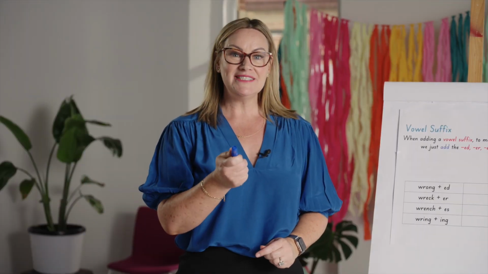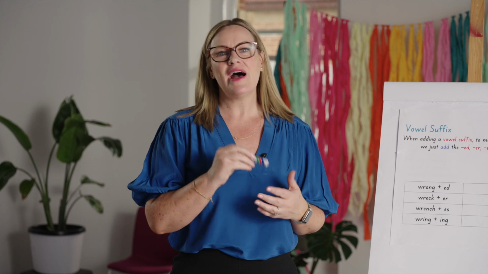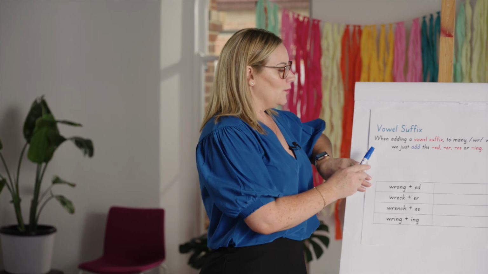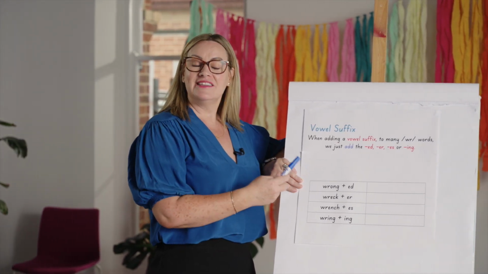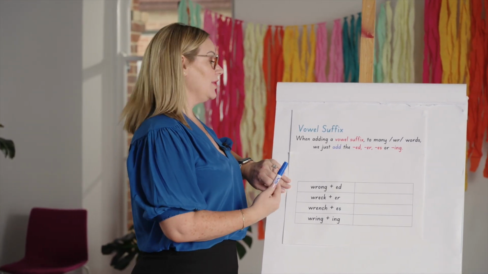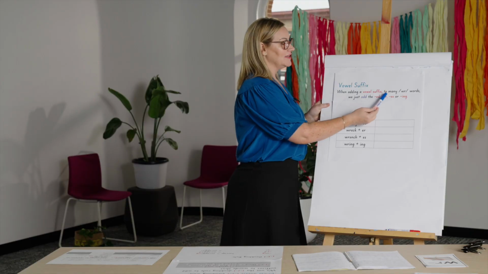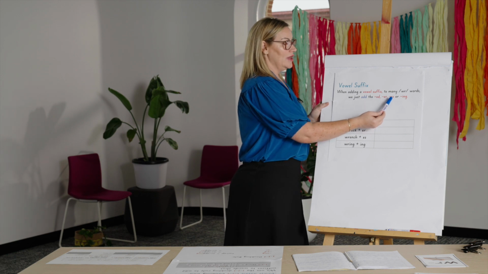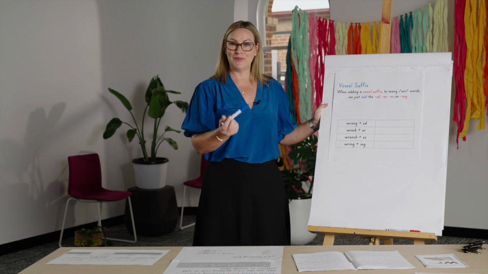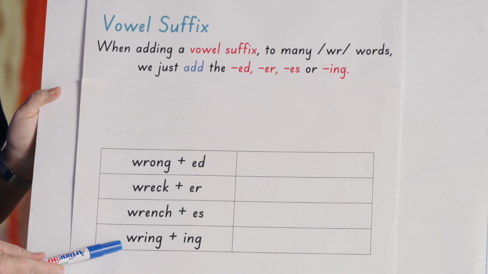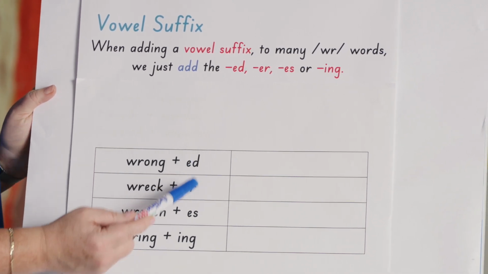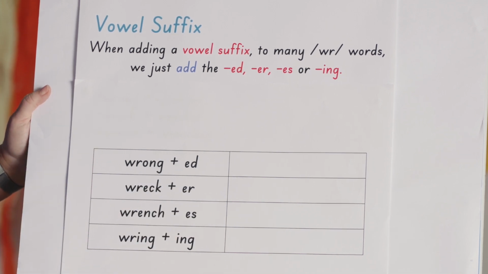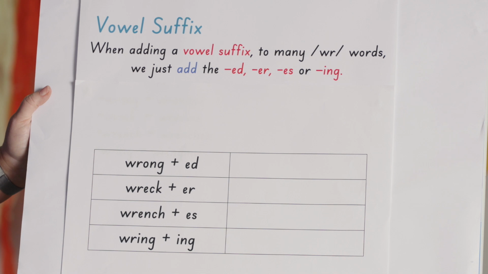So just a reminder today that lots of our WR words this week don't end in an E. So we are just going to add the suffixes onto these words. So when adding a vowel suffix to many of our WR words, we just add ed, s, or ing. So please write these down into your book. Add the suffix, write the whole word, and then come back to me. Go.